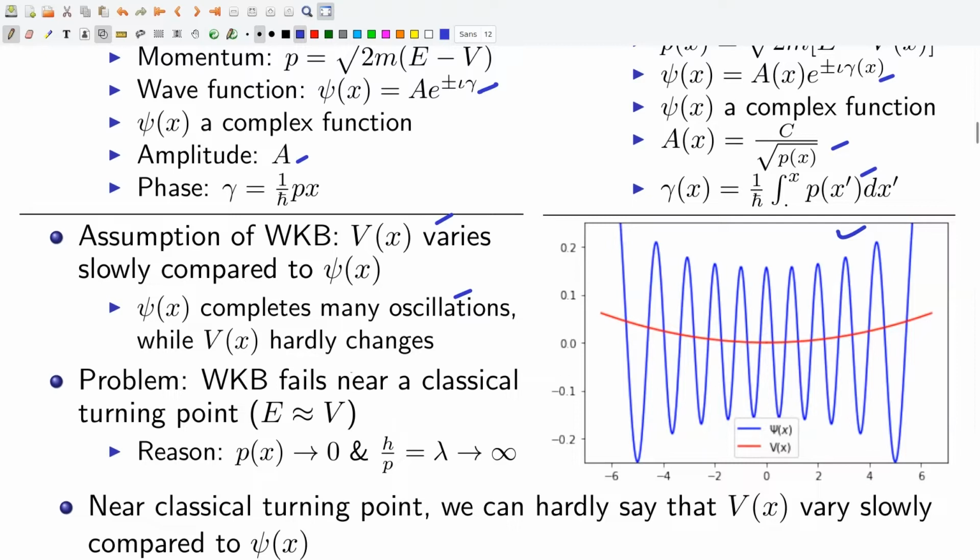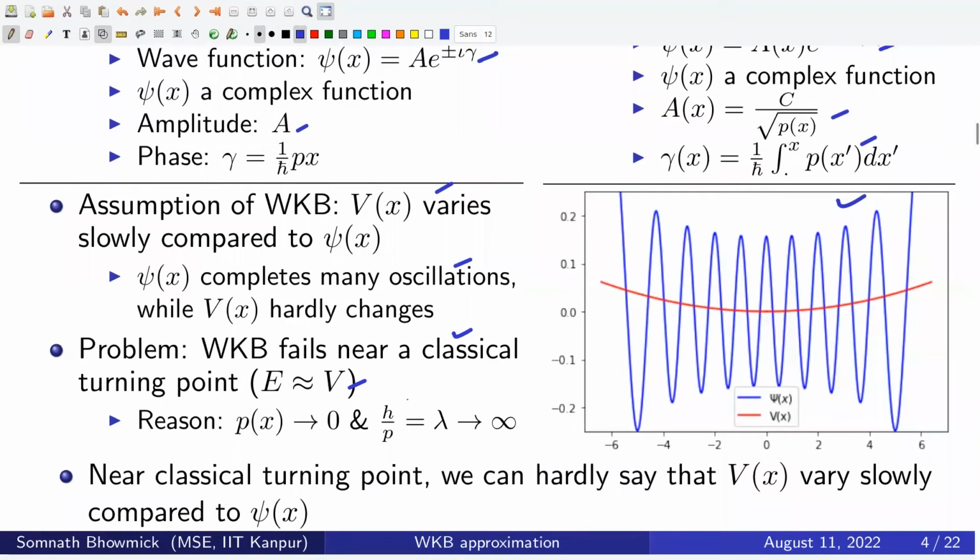For example, WKB approximation fails near a classical turning point where E is almost equal to V. Since E is almost equal to V near a classical turning point, p tends to 0 and the wavelength becomes infinity. Since the wavelength becomes infinity near a classical turning point, we can hardly say that p of x varies slowly compared to psi of x. Let us now solve a problem using WKB approximation.